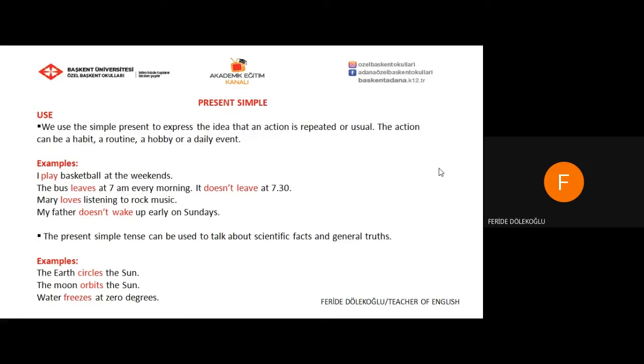Let's continue. We use the simple present to express the idea that an action is repeated or usual. The action can be a habit, a routine, a hobby, or a daily event. For instance, I play basketball at the weekends. Here I'm talking about my routine.